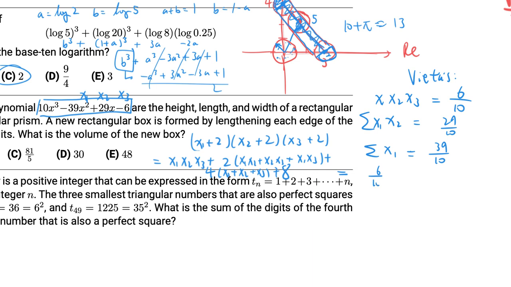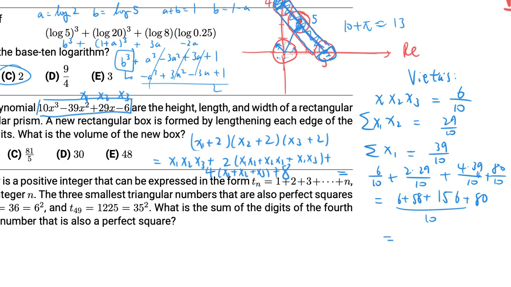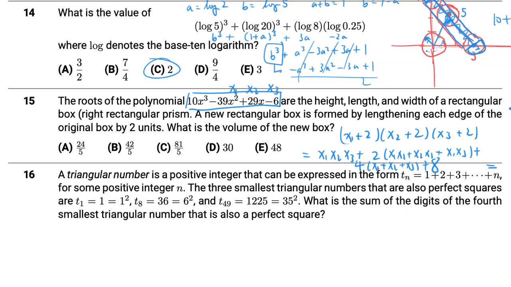This would be 6 over 10 plus 2 times 29 over 10 plus 4 times 39 over 10 plus 80 over 10. And this would be 6 plus 58 plus 156 plus 80 over 10. And this would be 300 over 10. So this is just D right over here.